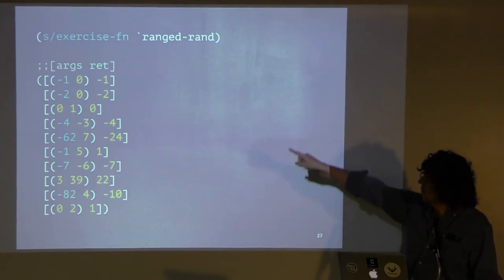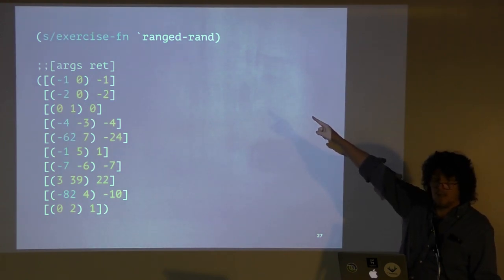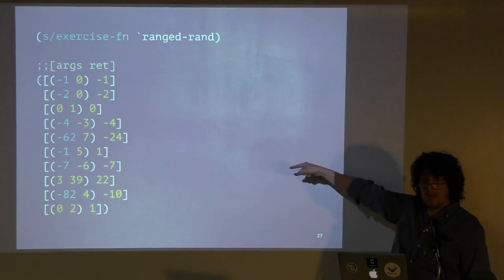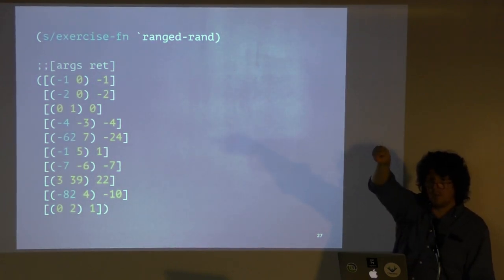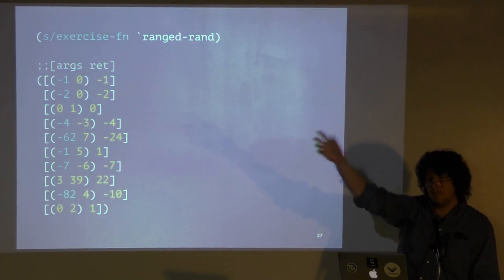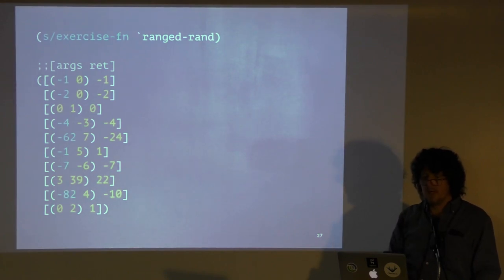So when we use the backtick there, that's saying user ranged RAND, and that's going to find the function called that and the spec called that. Use the spec to generate arguments, call the function, use the spec to conform the return values, and return what came out. If your function doesn't work, it will tell you.